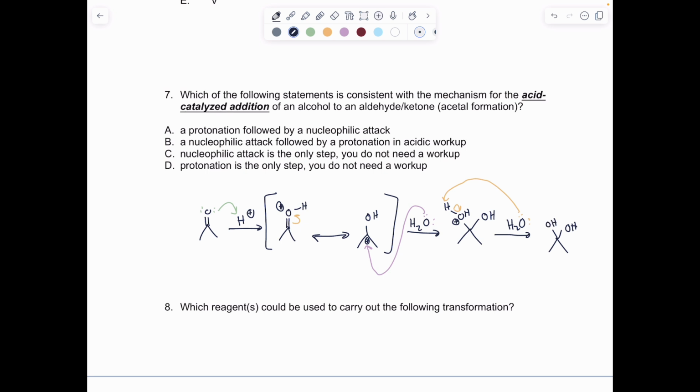So let's put those steps into words. So the first step was a protonation. So that looks like A and D are the only ones that start with a protonation. Step 2 is a nucleophilic attack, which looks like option A is likely our correct answer. Option B says a nucleophilic attack with a protonation. That's not what we would do for acid catalyzed. C is nucleophilic attack. You don't need a workup, so not C, and then not D. So A is the only answer that matches what we have shown here.